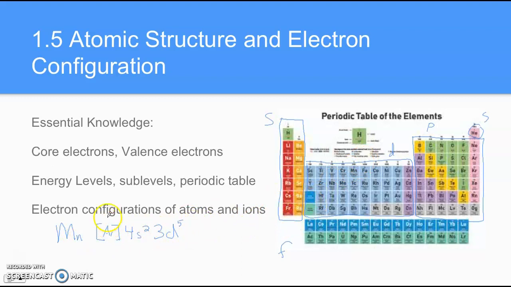Now you also want to do electron configurations for ions. Let's take the fluoride ion, for example, which has a -1 charge. Fluoride is going to end up being just like neon.